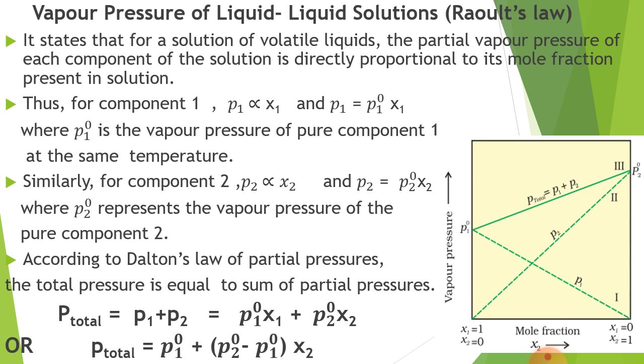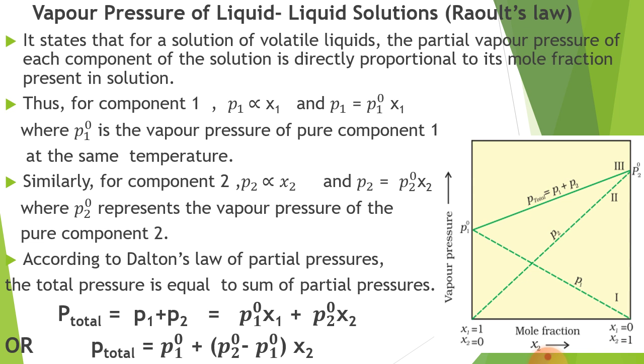x1 equal to 1 and x2 equal to 0, and then x1 equal to 0 and x2 equal to 1. So this is the graph drawn between the vapor pressure and x2. Here P total does not originate from the origin; here P total has an intercept.